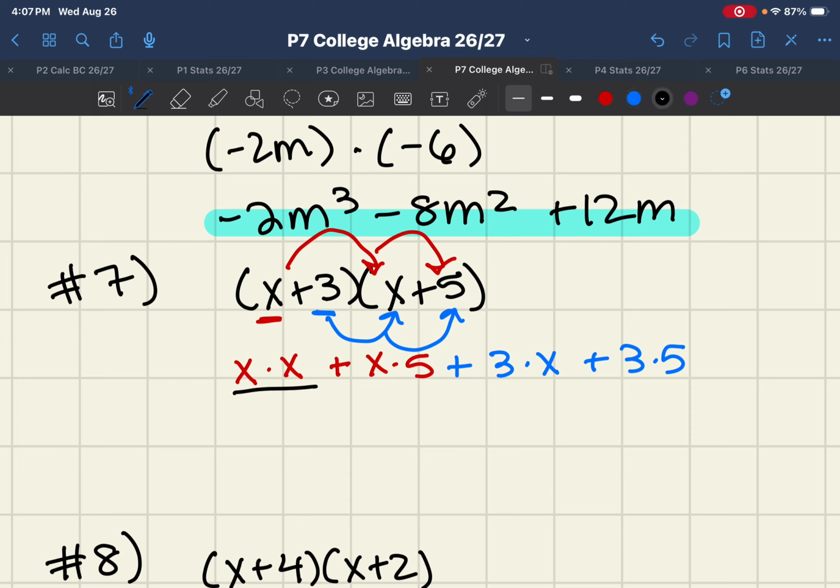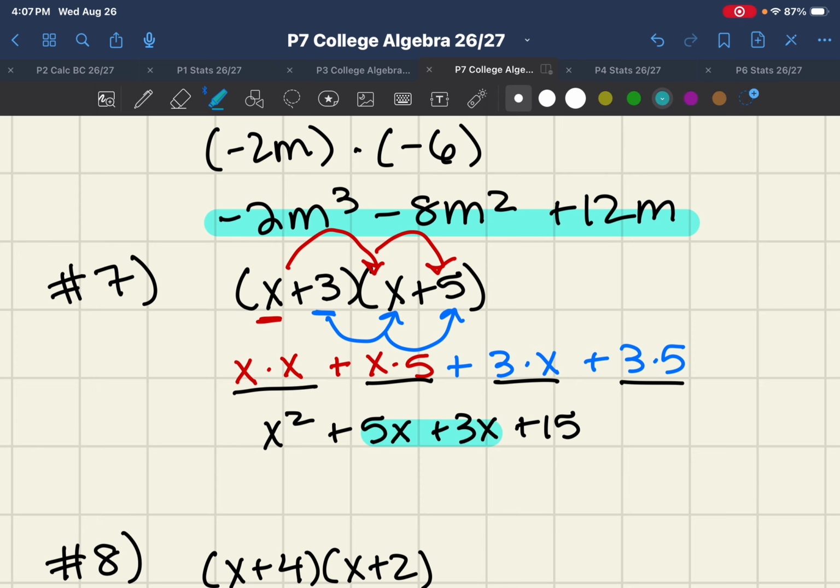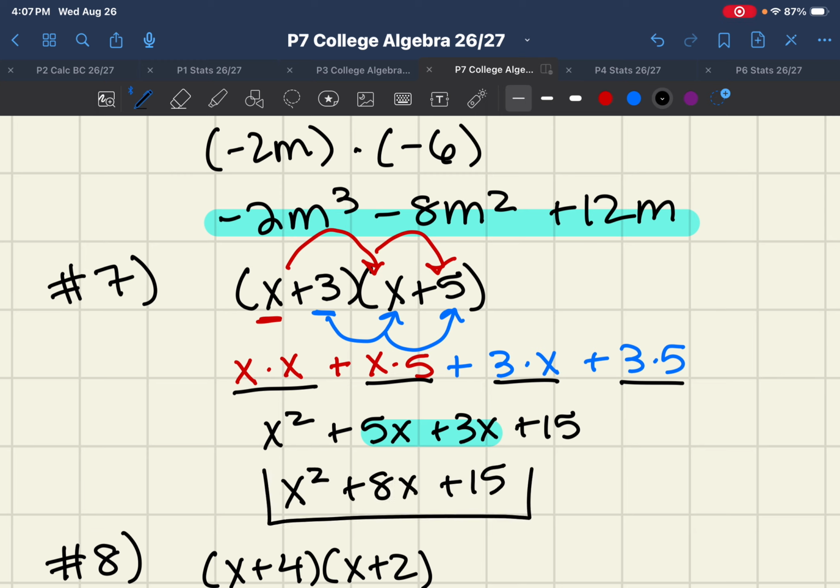Simplifying this, x times x is x squared, x times 5 is 5x, 3 times x is 3x, and 3 times 5 is 15. Notice that we can now combine like terms. We have a 5x and a 3x. When we add together, that gives us 8x. So if we bring everything else down, we get our answer of x squared plus 8x plus 15.